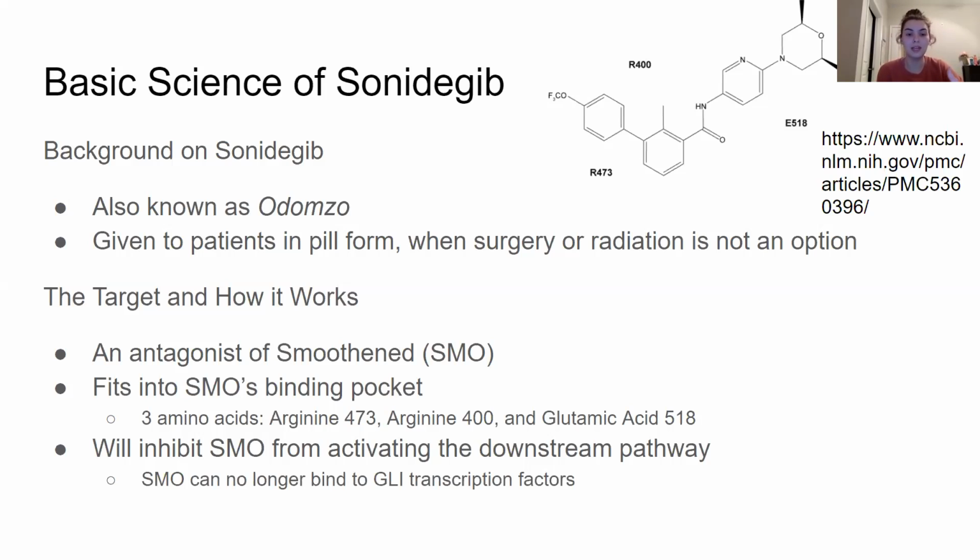So Sonagib is actually an antagonist, and what this means is it works by blocking something else from being able to bind to another protein. It is an antagonist for the Smoothened protein that we talked about earlier. It fits into Smoothened's binding pocket and interacts with the 3 amino acids, arginine 473, arginine 400, and glutamic acid 518. By fitting into the binding pocket, it inhibits Smoothened from activating the downstream pathway. Since Smoothened is inhibited by this drug, it can no longer bind to those GLI transcription factors we talked about earlier in the presentation.